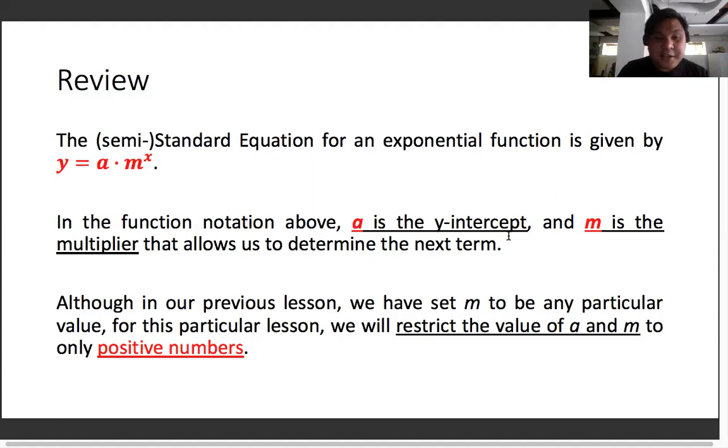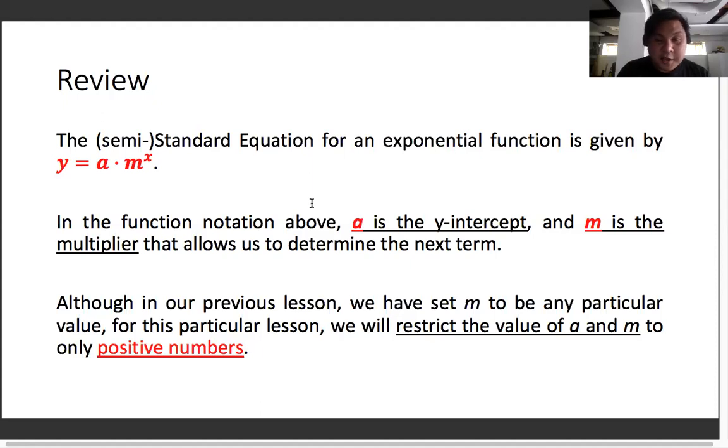m is the multiplier that allows us to determine the next term. Now remember that exponential functions follow a particular pattern wherein the next term is determined by multiplying the previous term with a particular constant. It can be a number bigger than 1, which allows it to actually get higher. It could be a proper fraction, which actually would reduce the set of values compared to the previous values. It could also be negative, which actually has very interesting effects.